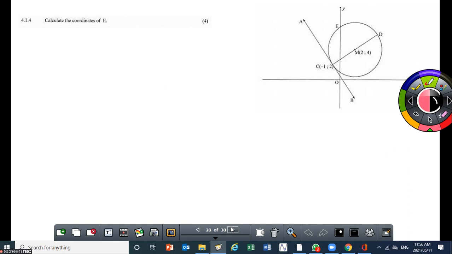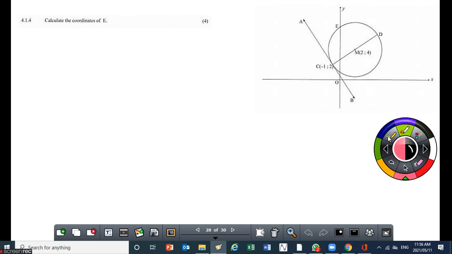Then 4.1.4, calculate the coordinates of E. Now, your coordinates of E is this point here.